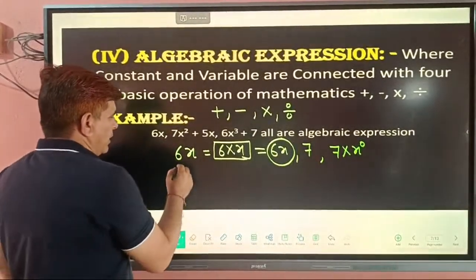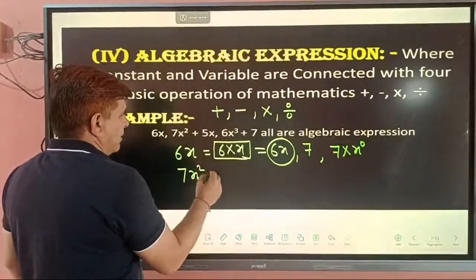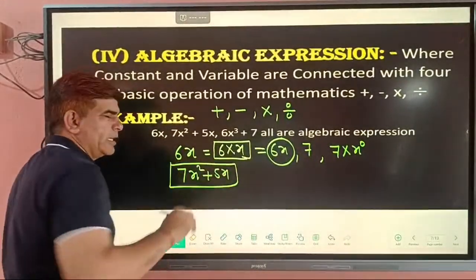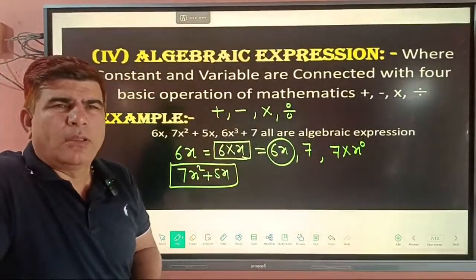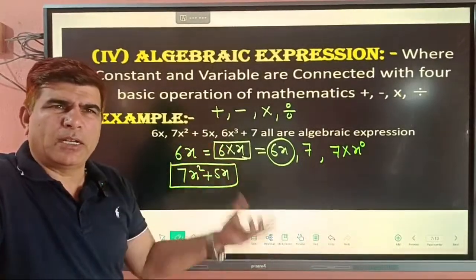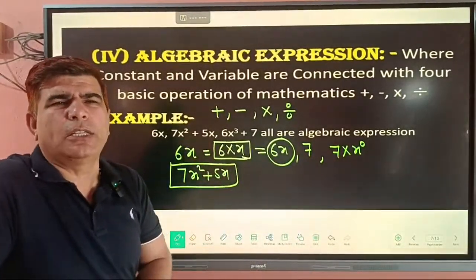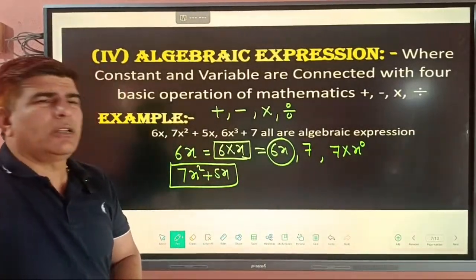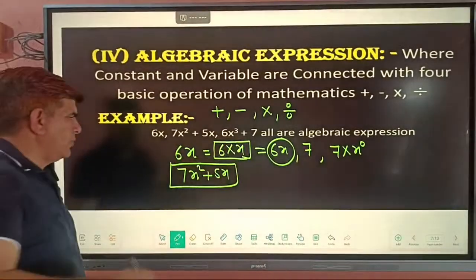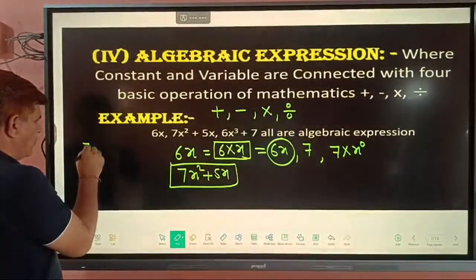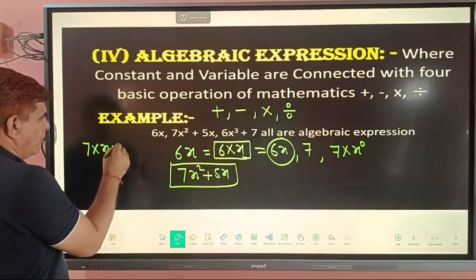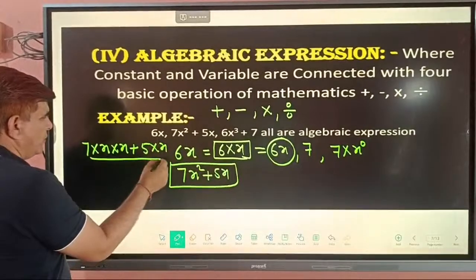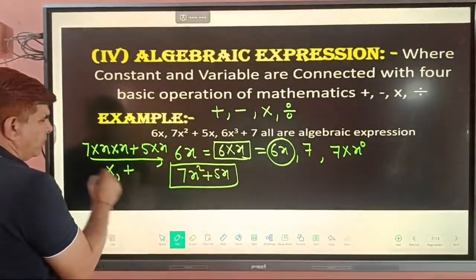Then in this example we have taken 7x square plus 5x. This one is also an algebraic expression, because constant and variable are connected with the 4 basic operations of mathematics, that is plus, minus, multiplication and division. So that one is an algebraic expression. If you look here, two basic operations are applied, multiplication and plus.